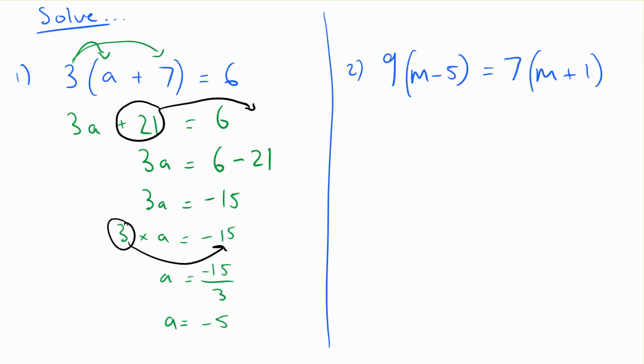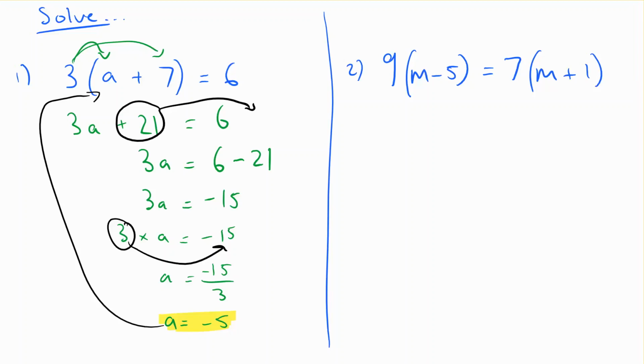And again, this is an equation. This is our answer. You can go and stick it back up in here and check what is negative 5 plus 7. Well, negative 5 plus 7 is 2. 3 times 2 is 6. And what's on this side? It's a 6. So we've done that correctly. Let's have a look at this one over here.